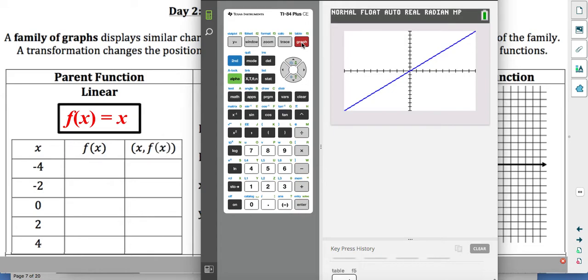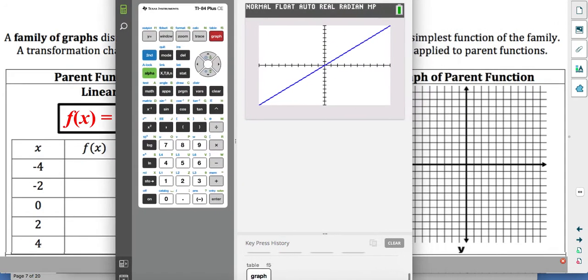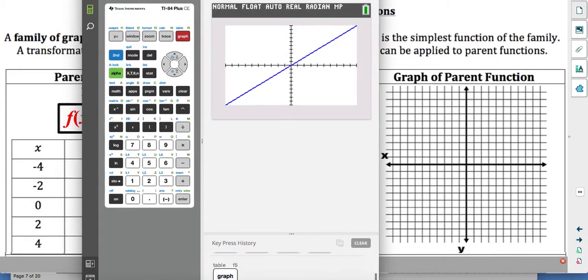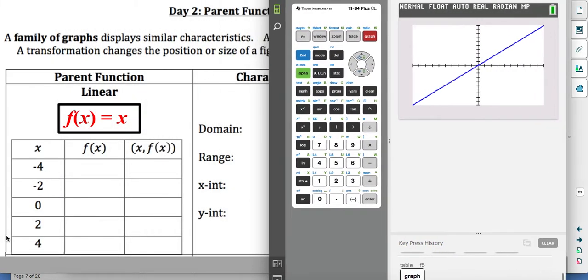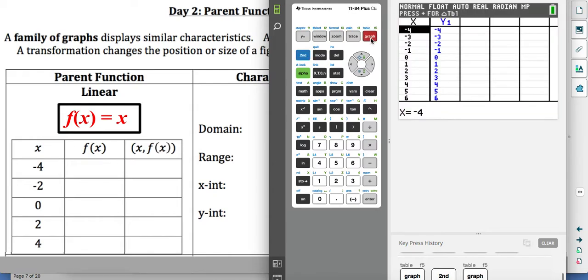So there's that. So you can graph it. And there's the graph. It's a beautiful graph. It's an increasing slope through the origin, it looks like there. But what I would probably do is, why don't we go ahead and fill in the table first? And the way we find a table is to do second graph, and that's going to give us our table.